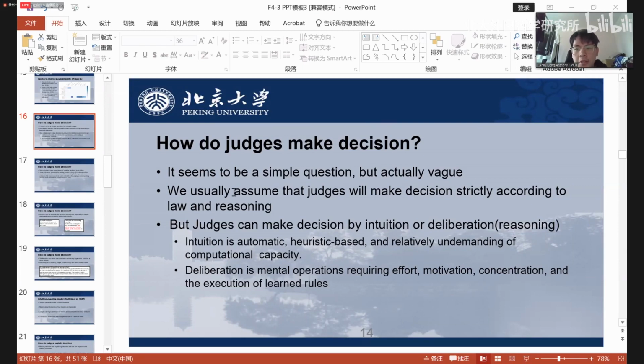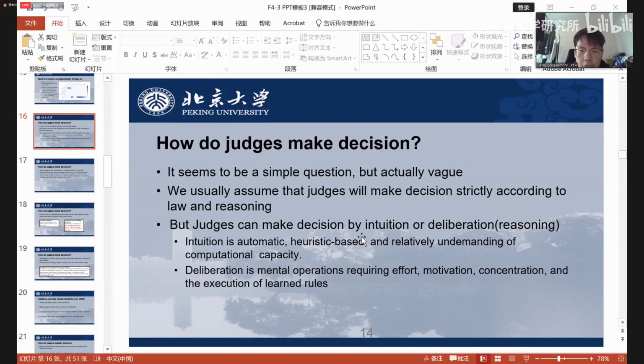It seems to be a simple question, but actually it is very vague sometimes, because we usually assume that judges will make decisions strictly according to the rules and the legal reasoning, the logic. But actually, judges can make decisions by intuition or by deliberation. Here, deliberation means the legal reasoning.